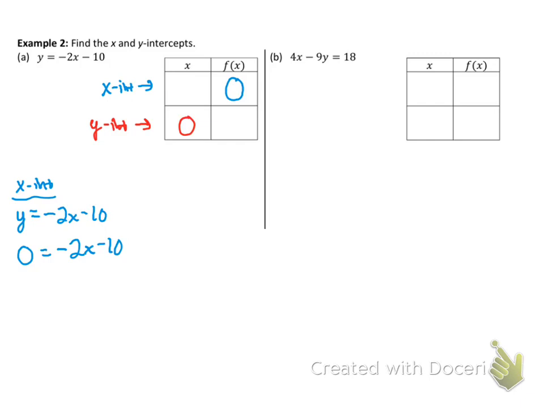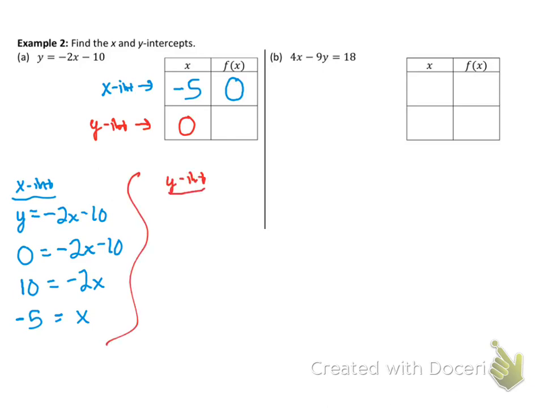What's the first thing you need to do here? Well, I need to add 10 to both sides. So I'm going to get 10 equals negative 2x. And then I'm going to divide both sides by negative 2. X equals negative 5. So if I plug in negative 5 into this equation, I'm going to get out 0. So that's my x-intercept.